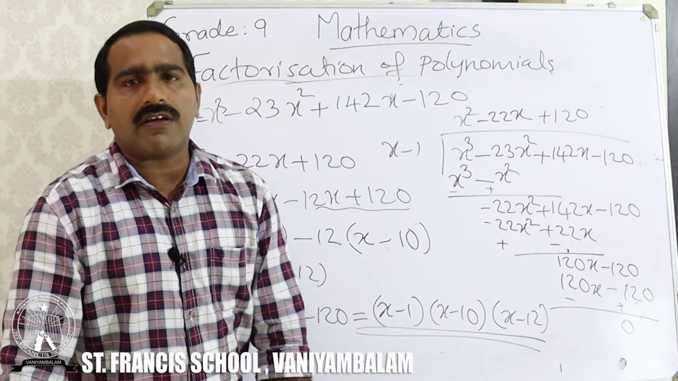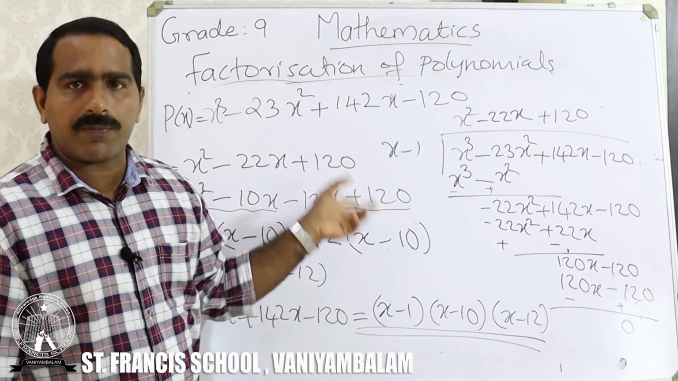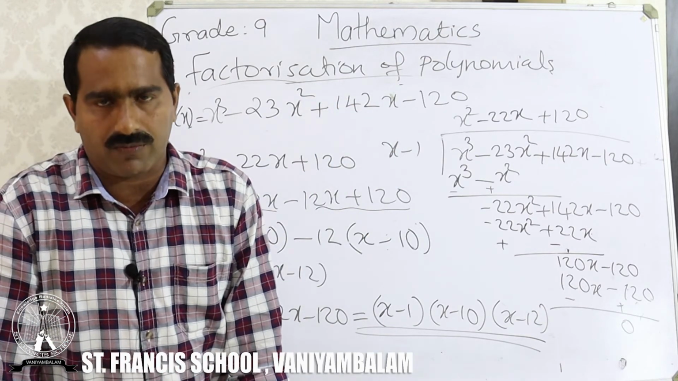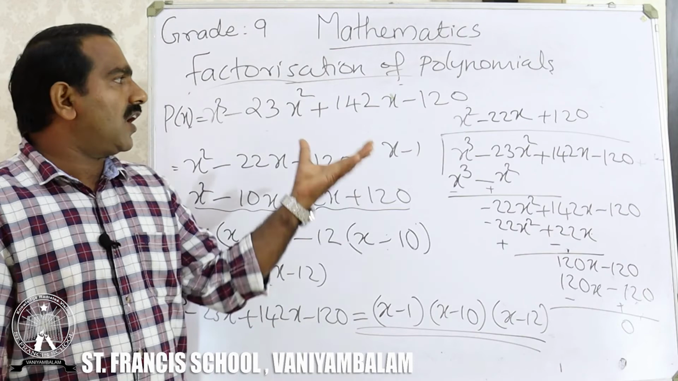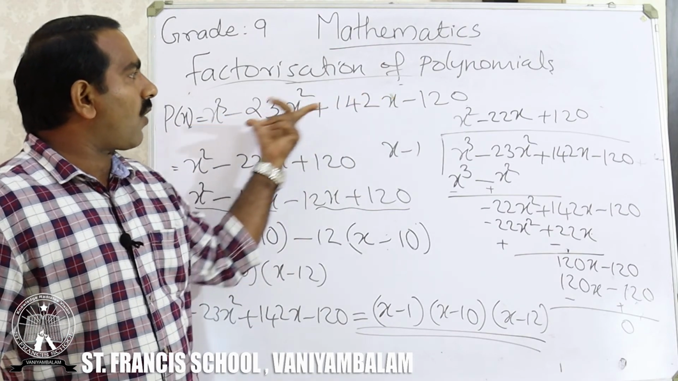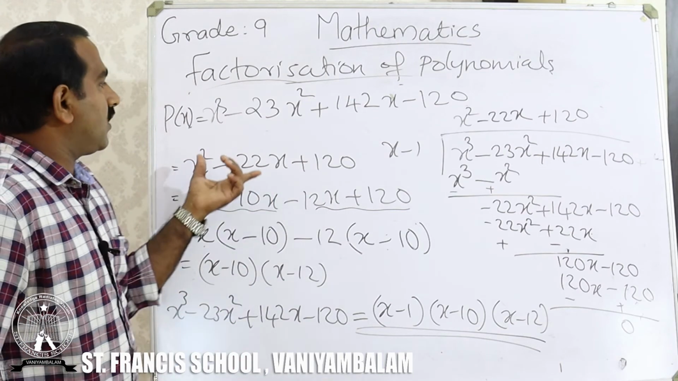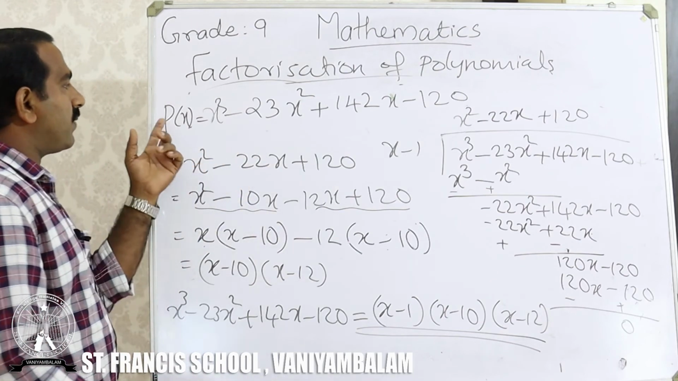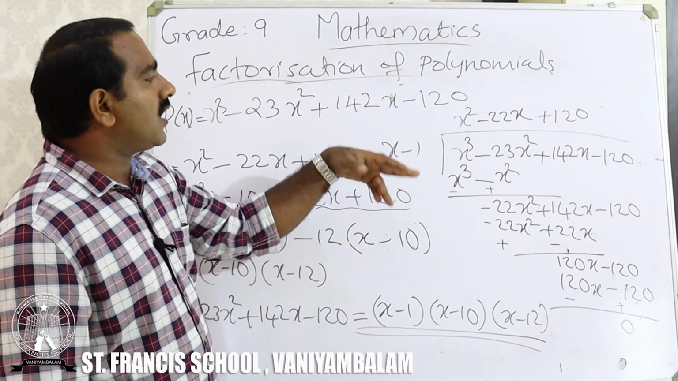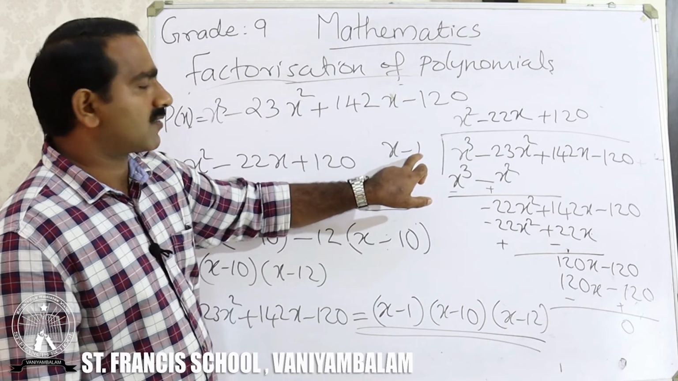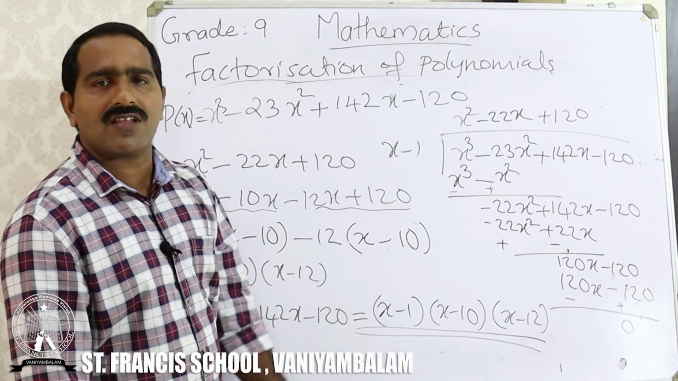Is it clear? Once again, this polynomial x cube minus 23x square plus 142x minus 120 is a cubic polynomial and we are going to factorize it. Splitting the middle term is not appropriate to start with because there are 4 terms. So we first need to find one of the factors. By trial we found that p of 1 equal to 0, so x minus 1 is a factor. Now we divide the given polynomial by x minus 1, and we got remainder 0 and x square minus 22x plus 120 as the quotient.